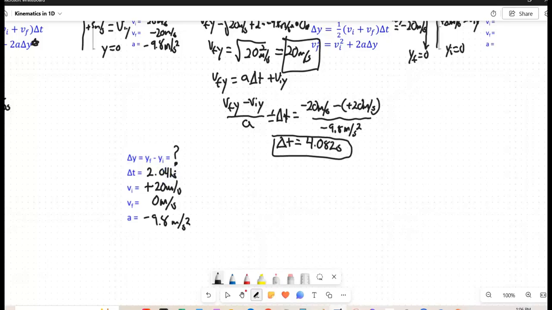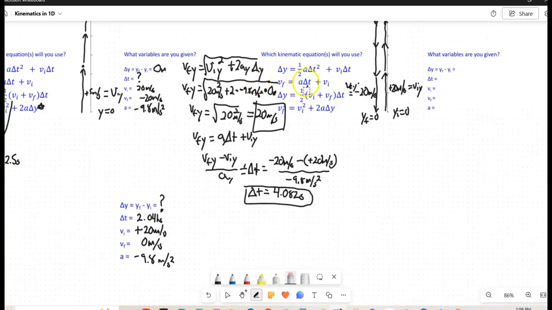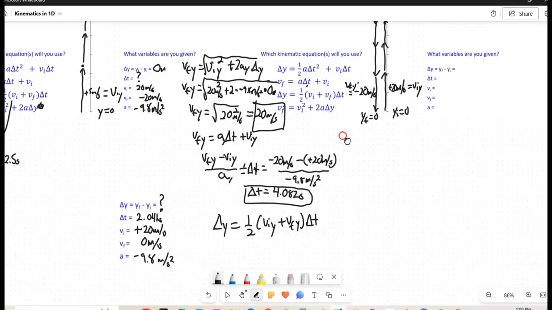2.041 seconds. So now we just have to choose one of the equations that has delta y in it. And again, I'm going to choose the simple equation that I have to do the least amount of algebra. I'm going to try to reduce my errors, which is going to be v initial y plus v final y, times delta t. Okay, we could have done any of these, but I don't want to do too much algebra.